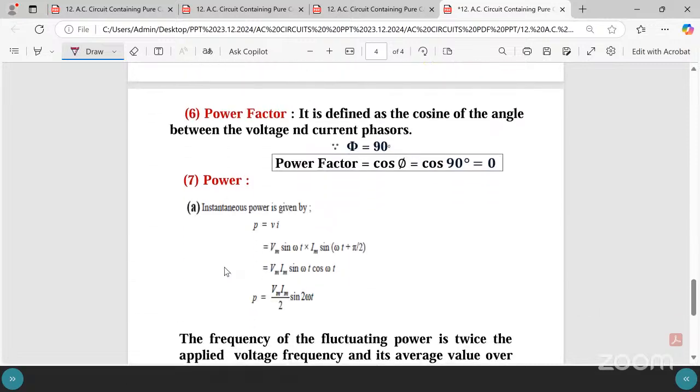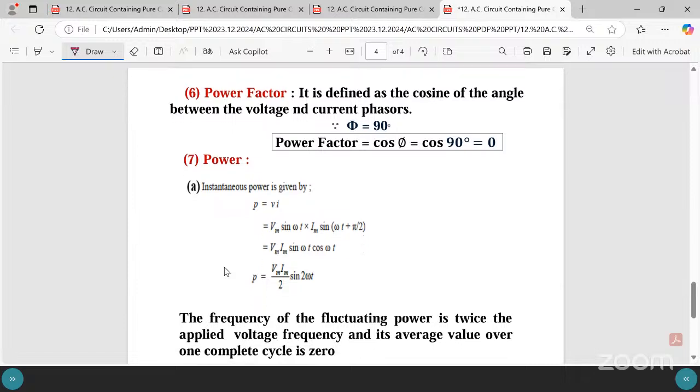Right. Power factor. Value of power factor: pure inductance 0, pure resistance 1. Pure capacitance, why is it 0? 90 degrees, cos 90 is 0. We can say no resistance also, but I need the value 90 degrees.